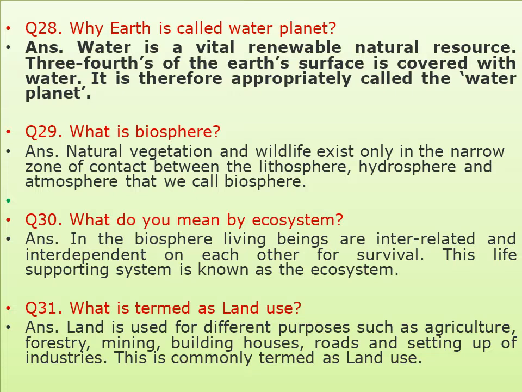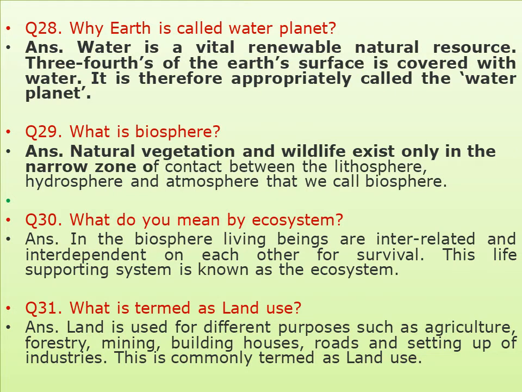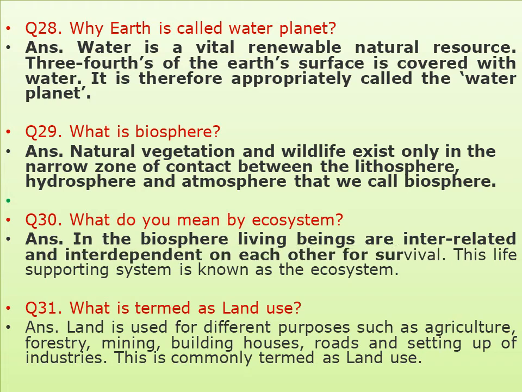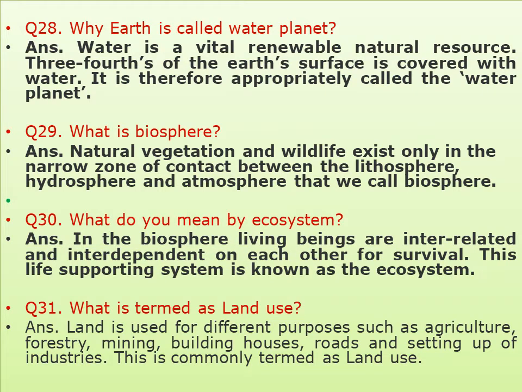Question number 29. What is a biosphere? Answer: natural vegetation and wildlife exist only in the narrow zone of contact between the lithosphere, hydrosphere, and atmosphere that we call biosphere. Question number 30. What do you mean by ecosystem? Answer: in the biosphere living beings are interrelated and interdependent on each other for survival. This life supporting system is known as ecosystem.